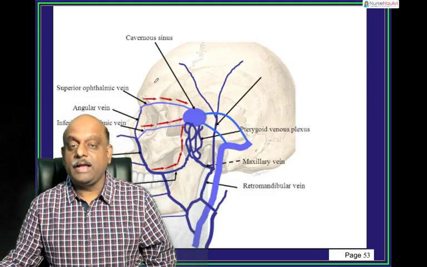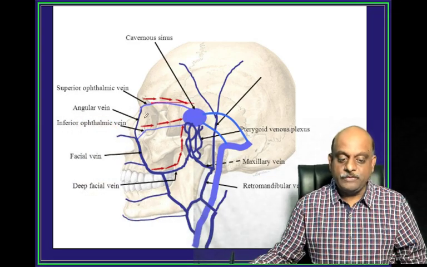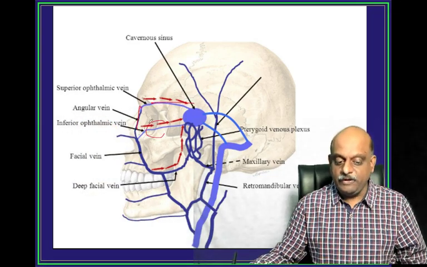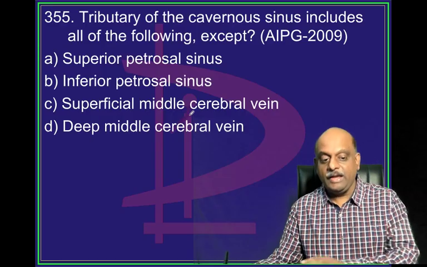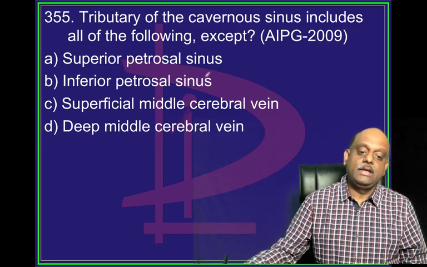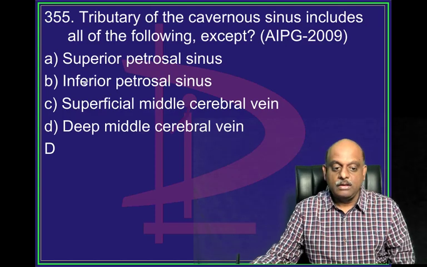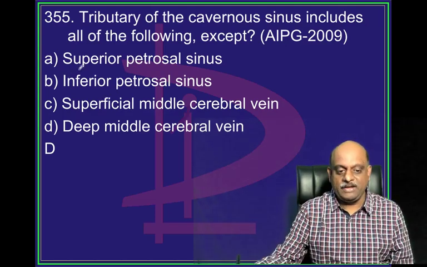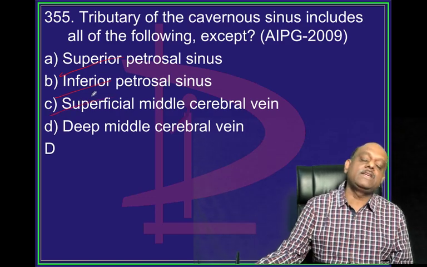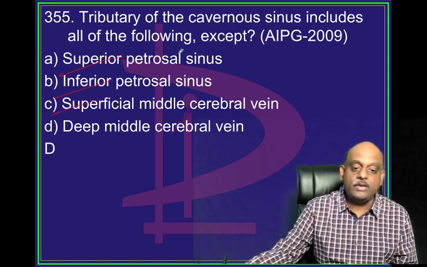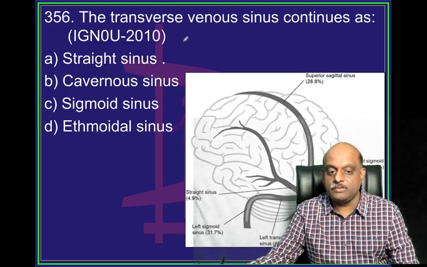So doctor, as I told you once more, superior ophthalmic vein, angular vein, inferior ophthalmic vein, this is the area which is draining into the cavernous sinus. The tributaries of the cavernous sinus, what are they? Now you are the champion in this topic. Superior petrosal sinus, inferior petrosal sinus, superficial middle cerebral vein, they're all the tributaries of the cavernous sinus you have to be very sure about.